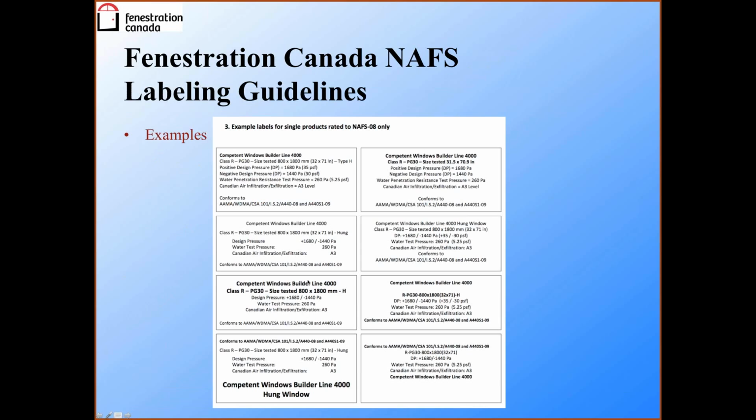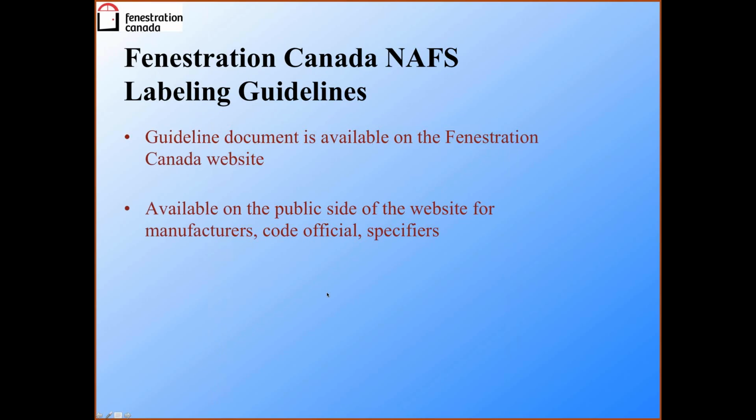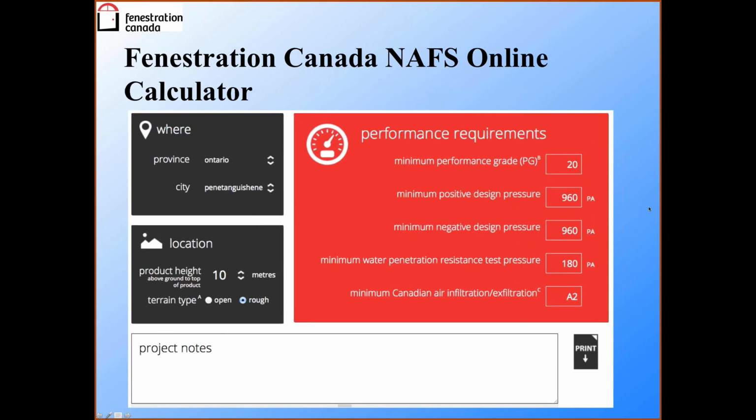The design pressure and the water pressure are on the label. The building official will be able to use those to determine compliance. If they know that for the town of Penetanguishene, 960 and 180 will do the job, they'll be able to find that information directly on the label to look for compliance.